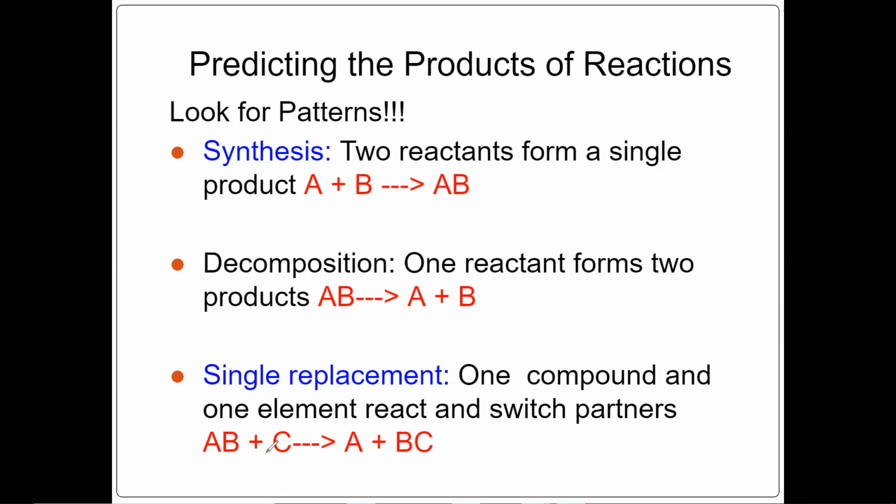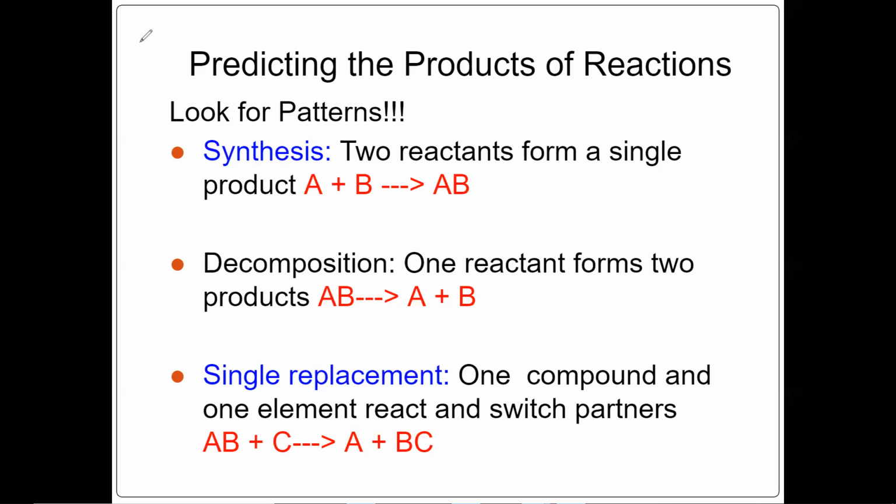Like, take a look at single replacement. You have a compound and an element. And so if you see compound plus element, that should trigger your brain to be like, hey, a compound plus element, that might be single replacement. So you'll do this type of switcheroo with that type of reaction. And you might be able to accurately predict what your products are going to be.